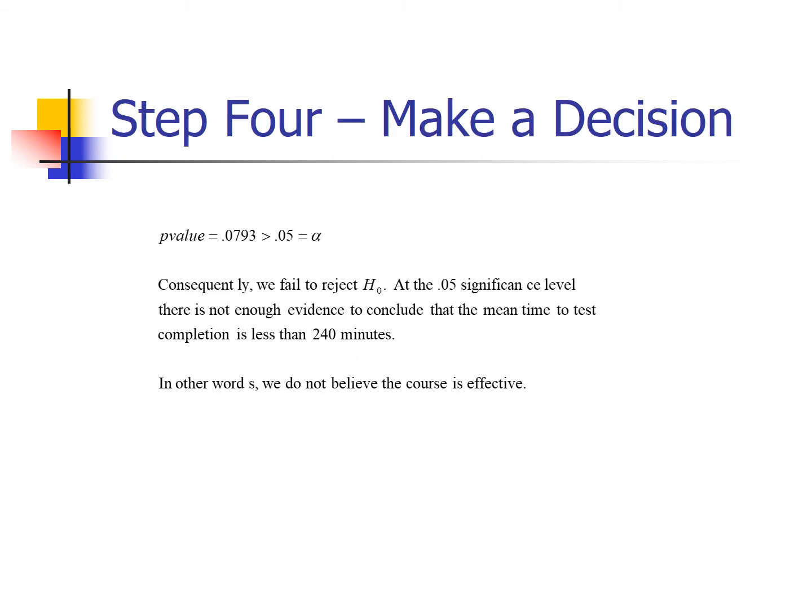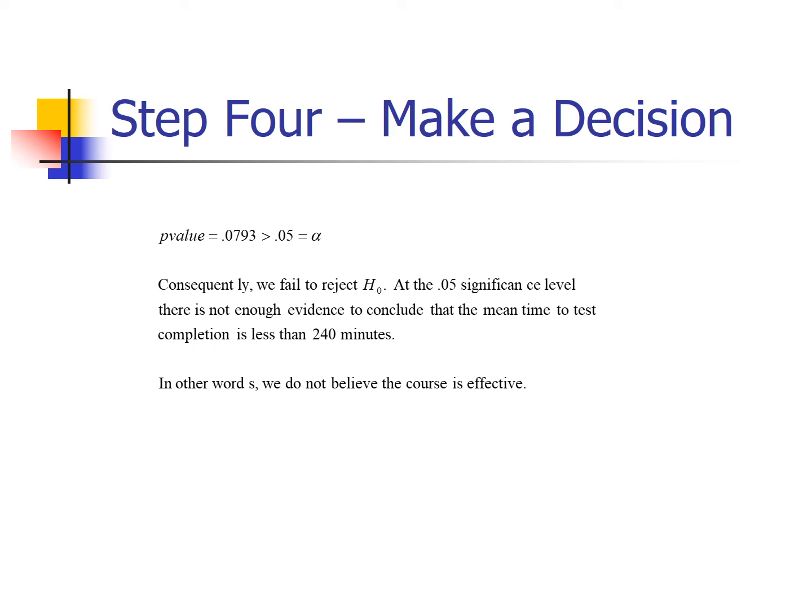To make our decision, we take that p-value, the 0.0793, and compare it to our alpha, our 0.05. In this case, the p-value is more than alpha. Any time, for any hypothesis test, it does not matter how the alternative is set up, any time the p-value is more than alpha, we fail to reject the null hypothesis.